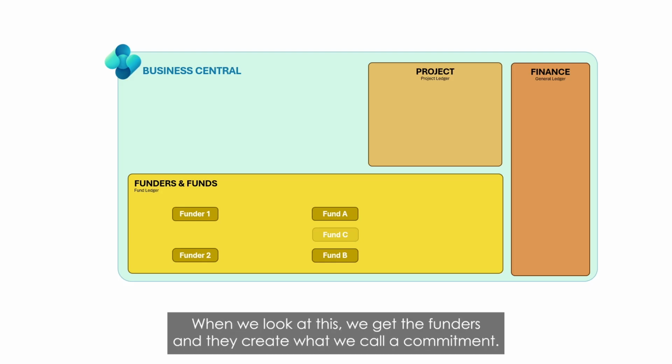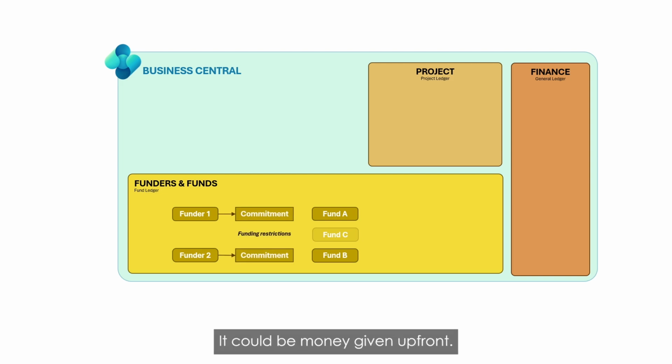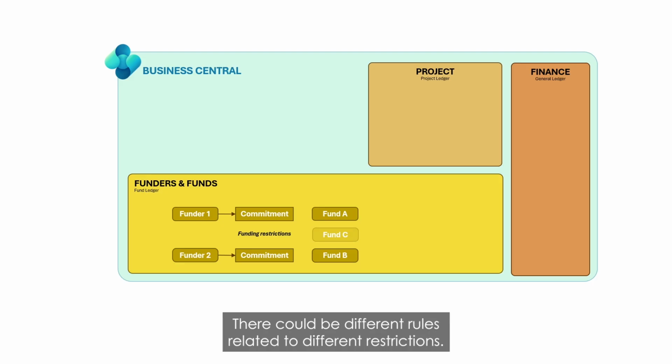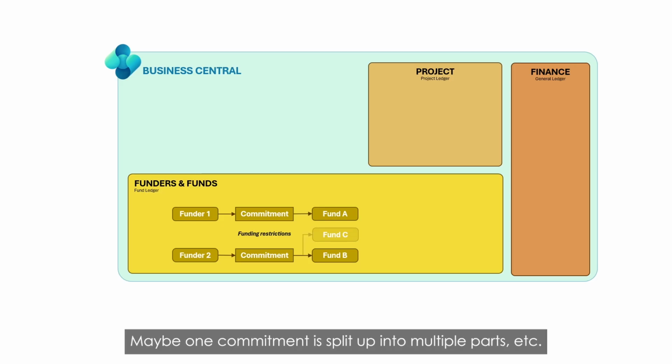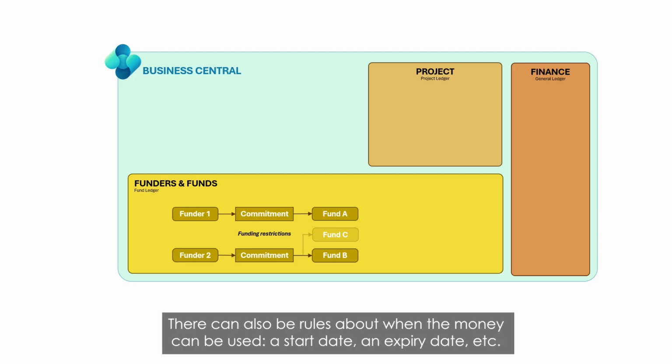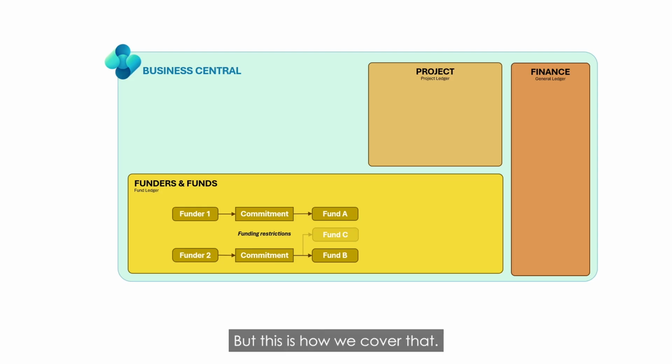And so when we look at this, we get the funders and they create what we call a commitment. That could be a grant, it could be money given upfront, could be different rules related to it, different restrictions. These monies can only be used for certain purposes, etc. And they will go into funds. Maybe one commitment is split up into multiple parts, etc. And there can also be rules about when the money can be used, a start date, an expiry date, etc. But this is how we cover that.